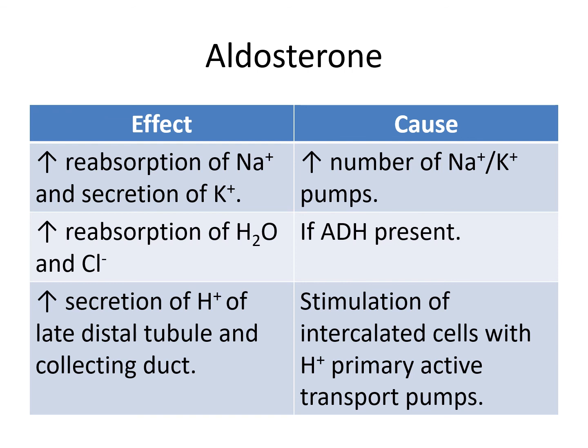So the effect of aldosterone: this will increase reabsorption of sodium and secretion of potassium by increasing the number of sodium-potassium pumps. Aldosterone will also increase reabsorption of water and chloride, but only if antidiuretic hormone is present. Okay. Aldosterone will also increase secretion of hydrogen ions in the late distal tubule and collecting duct. It does this by stimulating intercalated cells with hydrogen ion primary active transport pumps.